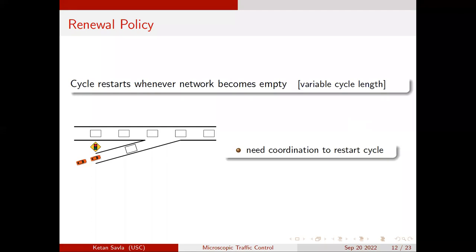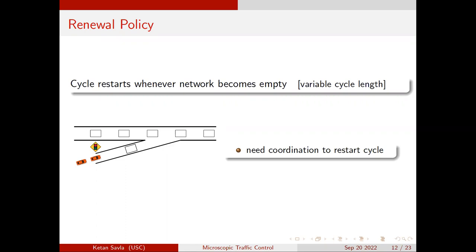Okay, so now I'm going to discuss a few policies. Recall that the common architecture for all the policies is this notion of slots and cycles. The first policy that we are going to discuss is the so-called renewal policy, where the cycle length is state dependent. The cycle resets when the state of the network satisfies certain criteria, and this criterion is very simple: the cycle restarts whenever the network becomes empty. By network, I mean everything that's downstream of the ramp, including the main line up to the off ramp. So once the entire main line and all the ramp stretches, from the ramp meter up to the main line, become empty, the cycle resets.